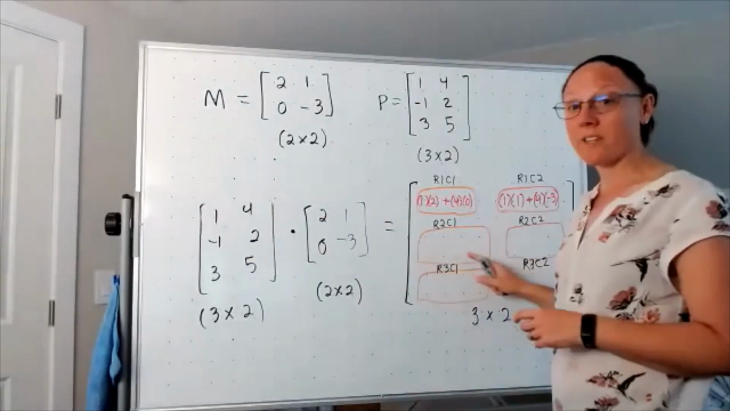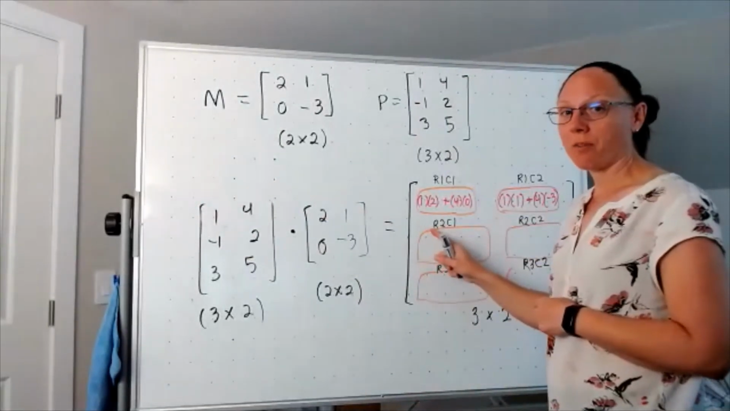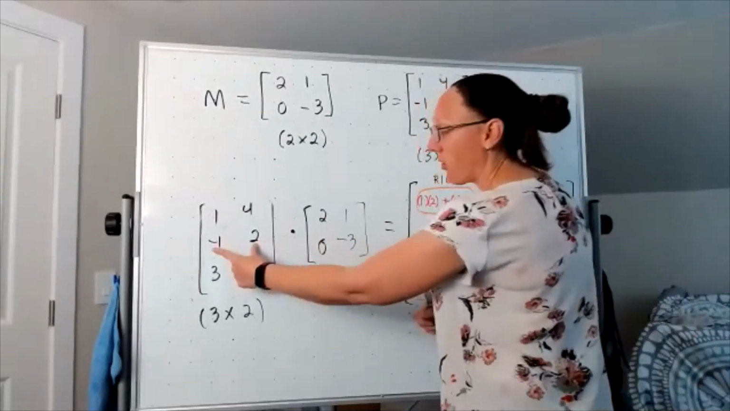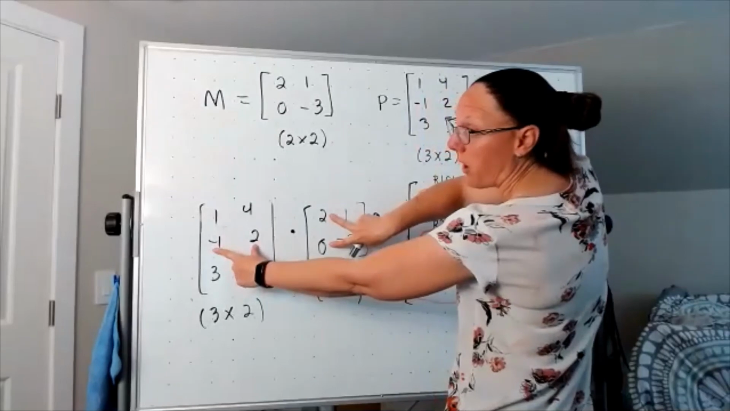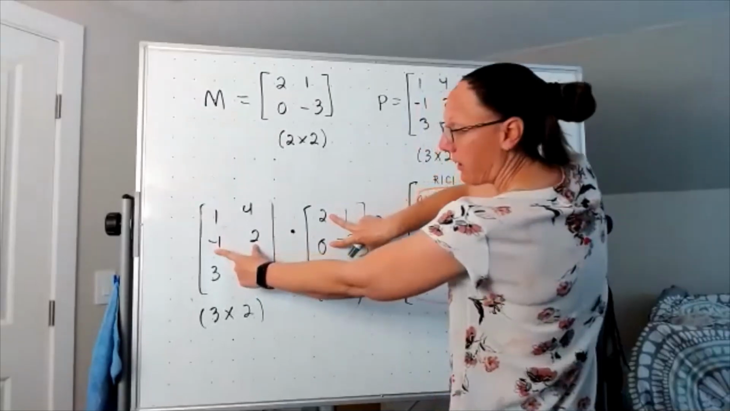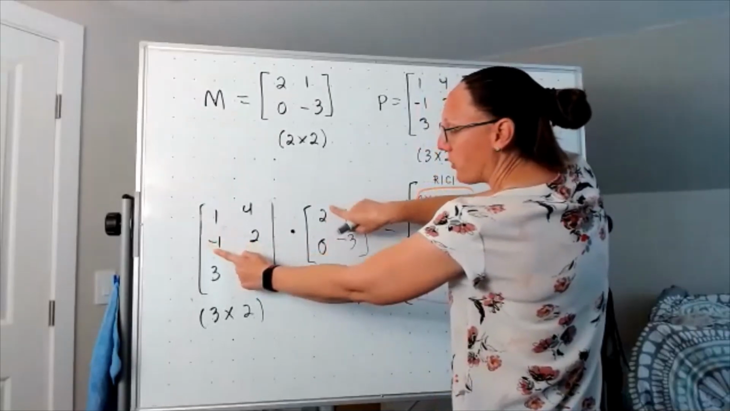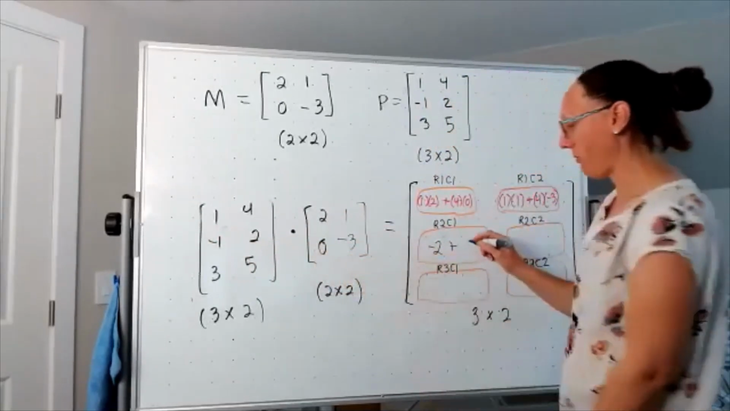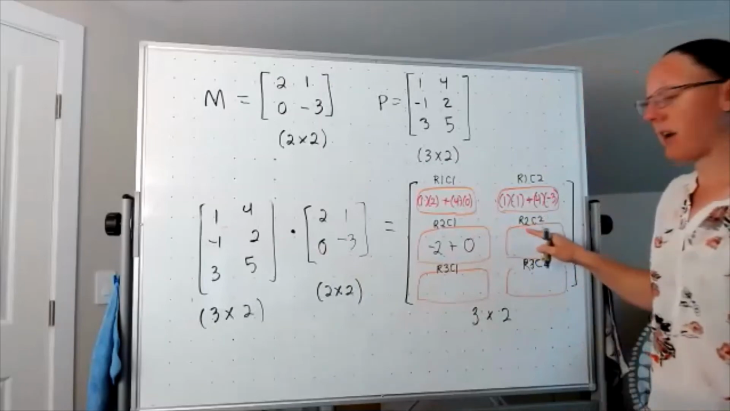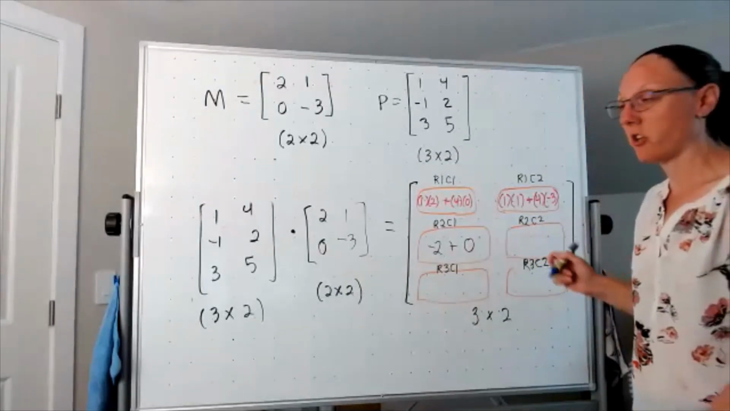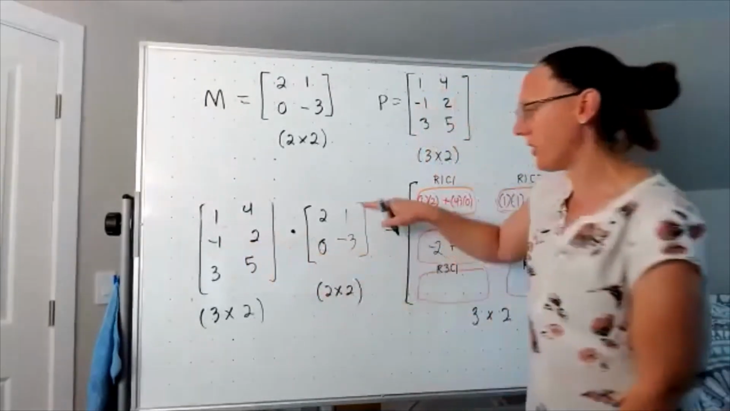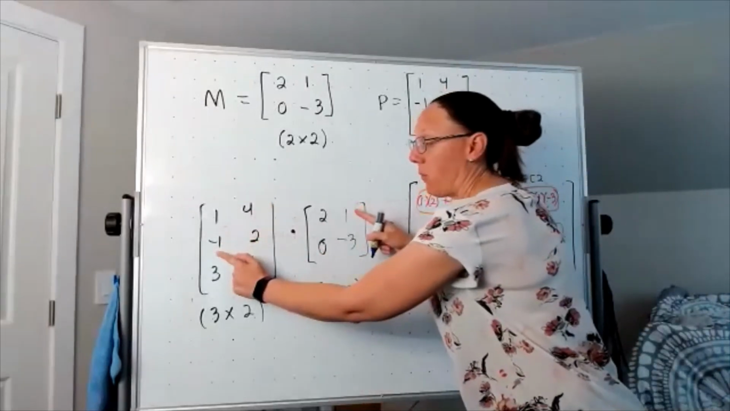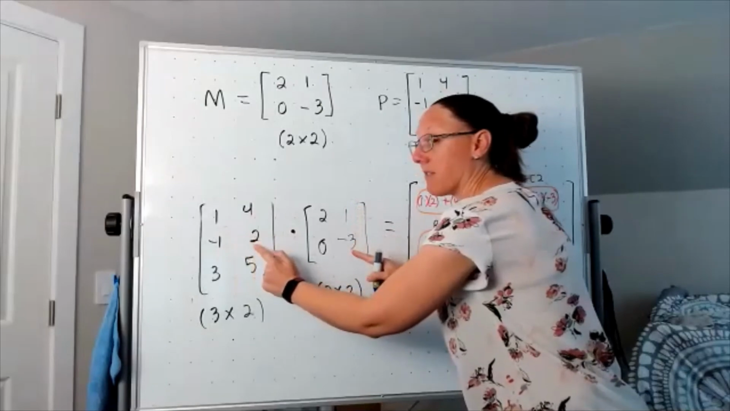What goes here should be row 2 from the first matrix times column 1 of the second matrix. So I'm focusing on row 2 and now times column 1. I'm going to just do the arithmetic. So -1 times 2 plus 2 times 0. Here I've got row 2 times column 2. So row 2 of the first matrix times column 2 of the second matrix. I've got -1 plus -6.